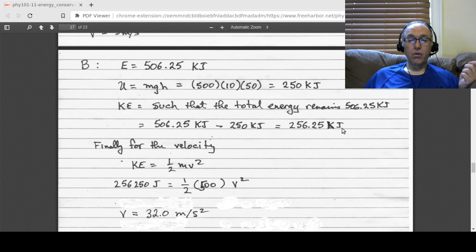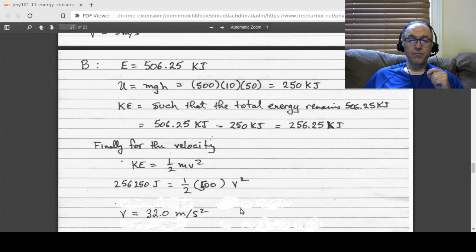All right. Now, the last thing I asked you for, because I asked you for four things, was the velocity. You know now that the kinetic energy is 256.25 kilojoules. Convert that to MKS, 256,250 joules. What's that got to equal? Well, kinetic energy by definition is 1/2 mv squared. So that's got to equal 1/2, m was 500, and the v we didn't know. But now you can solve for v. v turns out to be 32 meters per second. Okay, so that's how you solve this problem here.